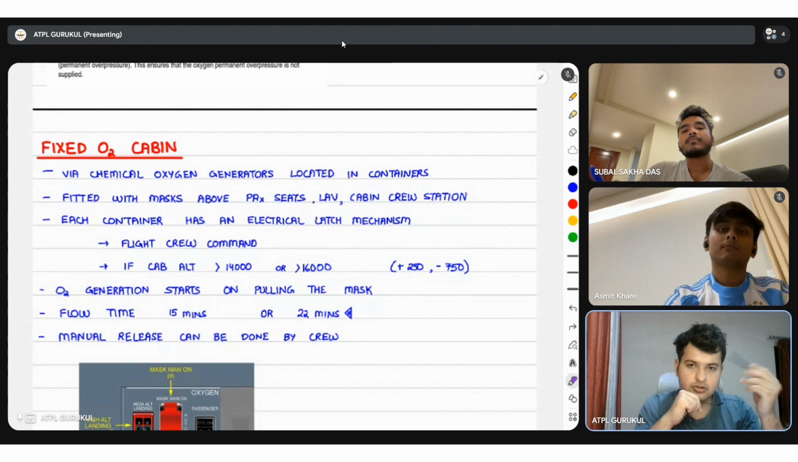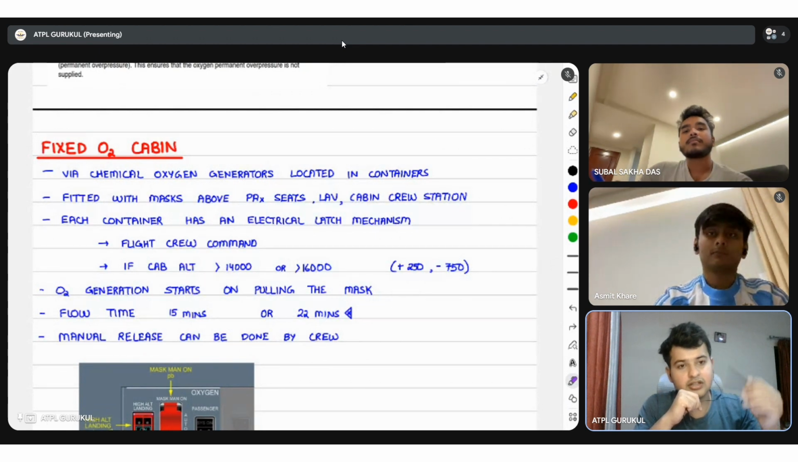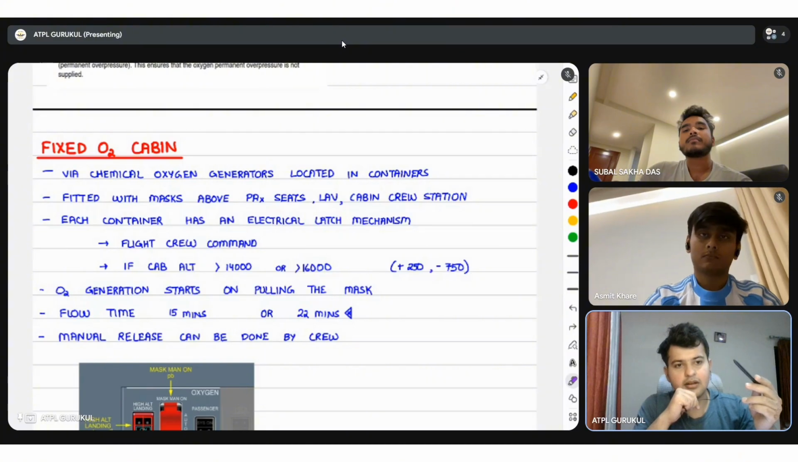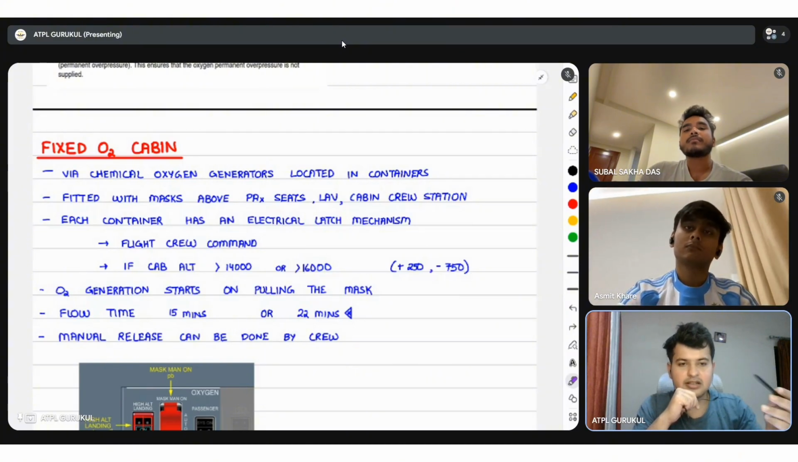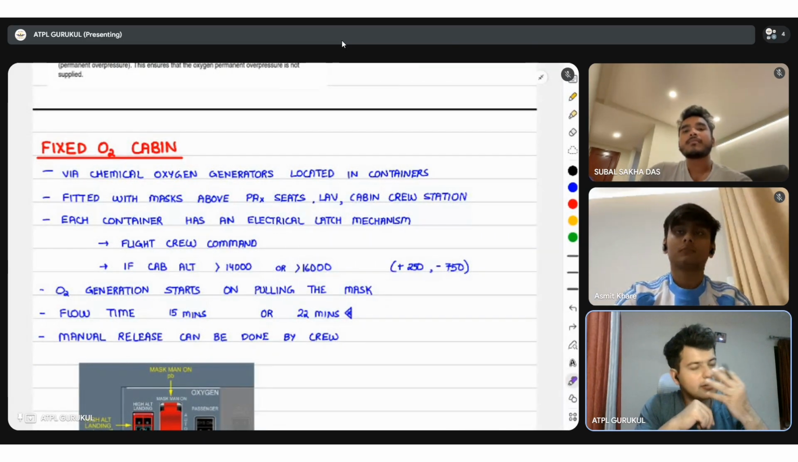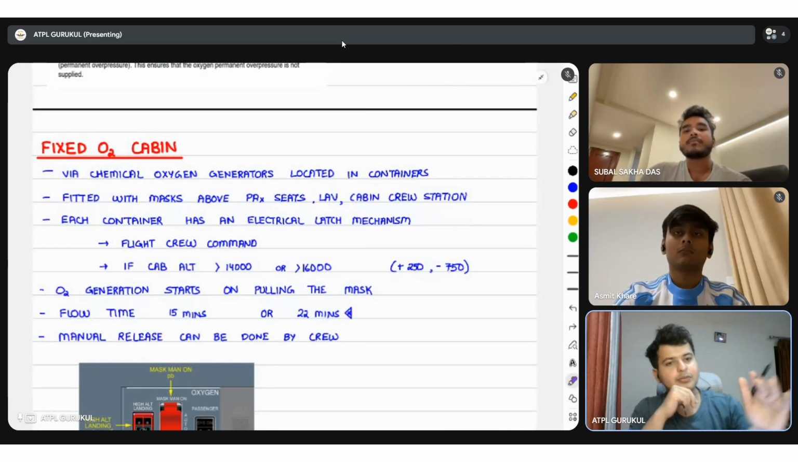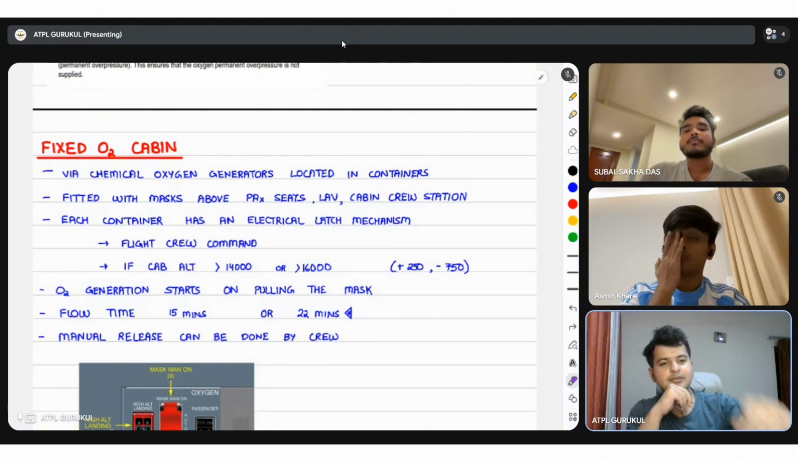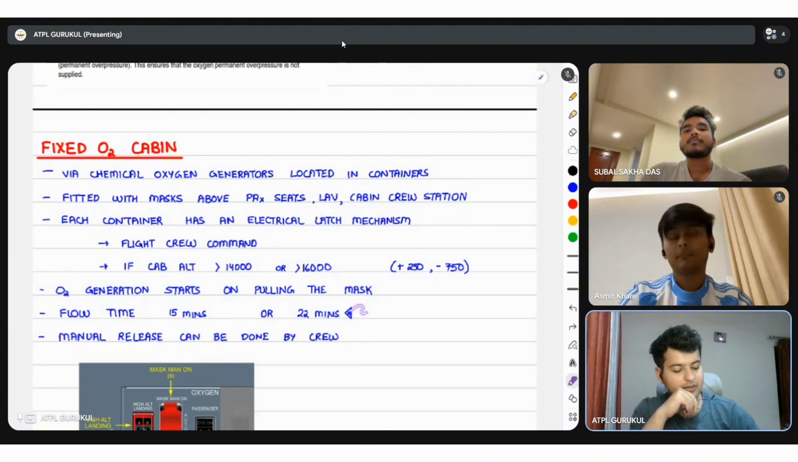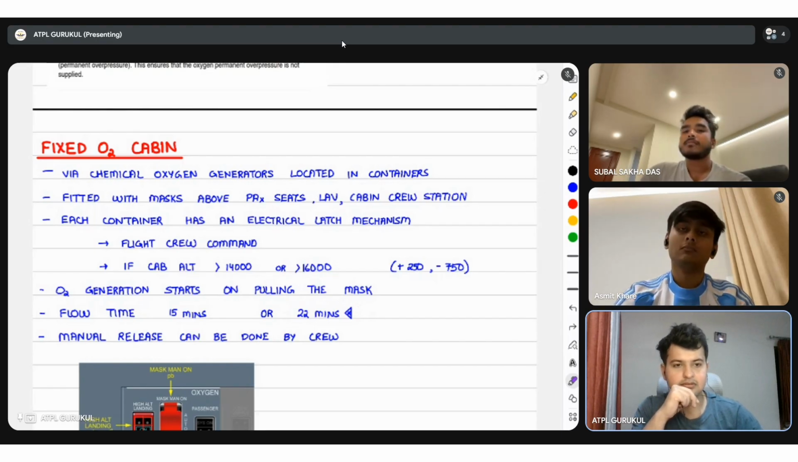So when Go First used to operate to Leh Ladakh routes, their oxygen supply was 22 minutes. Normally the regulation for aircraft is 15 minutes, but if you have to operate on such routes, over such terrain, then you provide 22 minutes of oxygen. So earlier I had 15 minutes to come down to 10,000 feet. If I'm giving everyone 22 minutes of oxygen, then I have 22 minutes by regulation to come down to 10,000 feet. Clear?